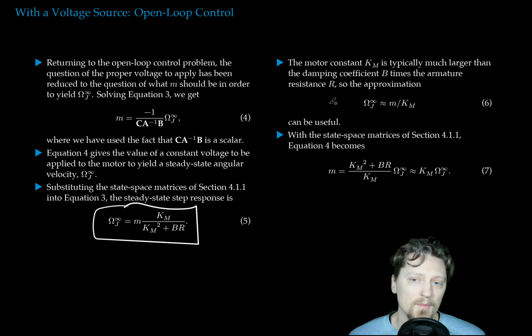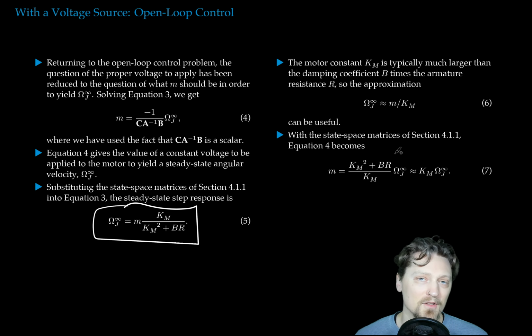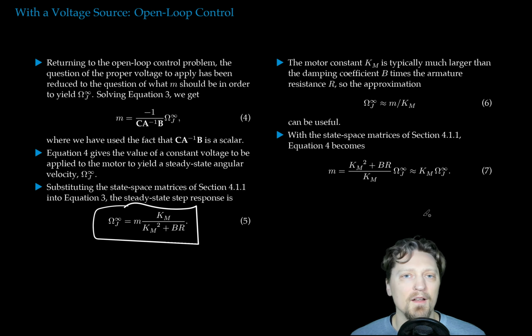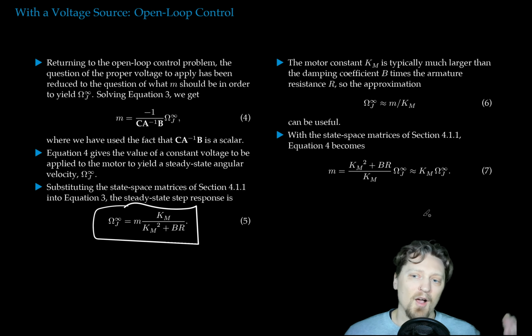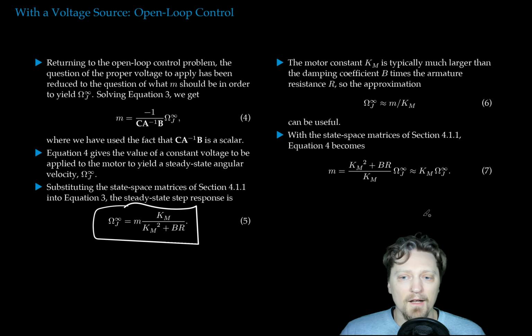With the state space matrices from section 4.1.1, equation 4 becomes this, simplifying with the same assumption, Km squared is much larger than B times R. We get this expression, M equals Km times omega j infinity. So we can choose our voltage input based on a desired output angular velocity and the known motor constant. And this is actually a pretty good model.